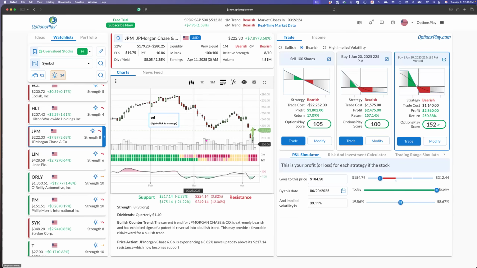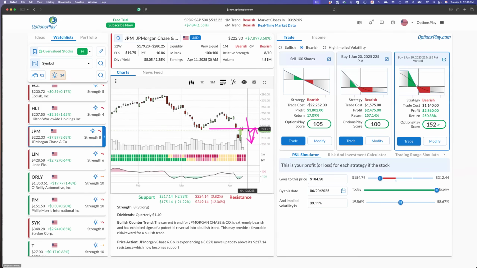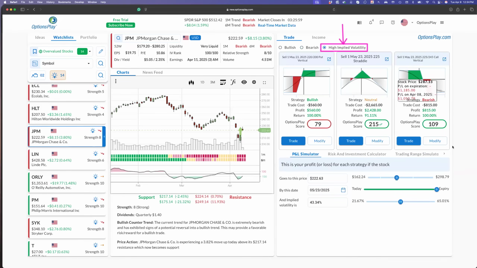So what we have is a breakdown below that 225 support level. We broke below it, and now we're coming to retest this level as resistance. And the question is whether or not this can start moving lower going forward. But if you wanted to set up a credit spread, you can use the high implied volatility strategies on OptionsPlay. And that will instantly create the credit spread for JP Morgan. Now it's going to create both a bullish and bearish credit spread, but in this particular example, we're going to look at a bearish opportunity.